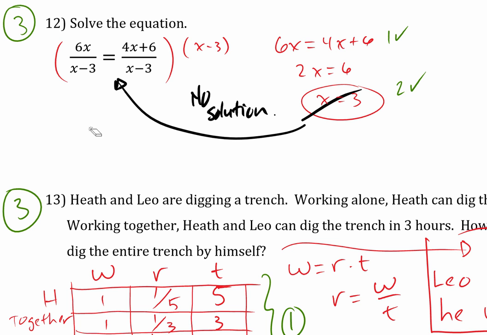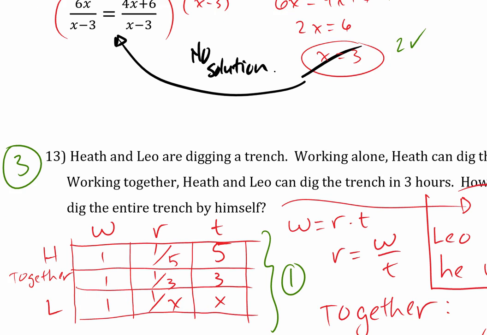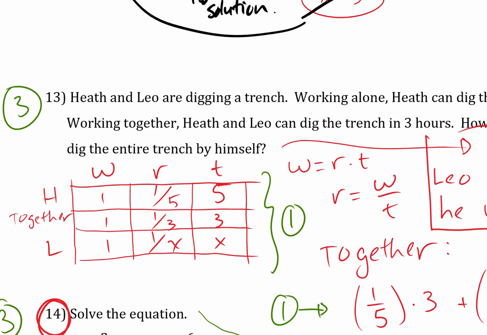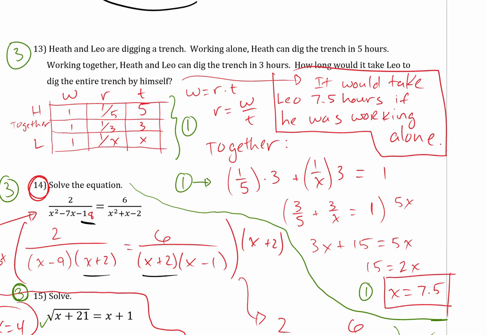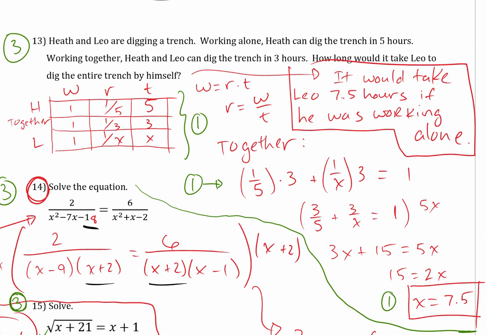Number 13, I was shocked by how many of you got this right, to be honest. Some of you are developing this ability to cope with these. So you can see I've set it up with Heath, I've set it up with Leo. I don't know Leo's rate, but I do know together it takes them 3 hours, and together their rate is 1 over 3.